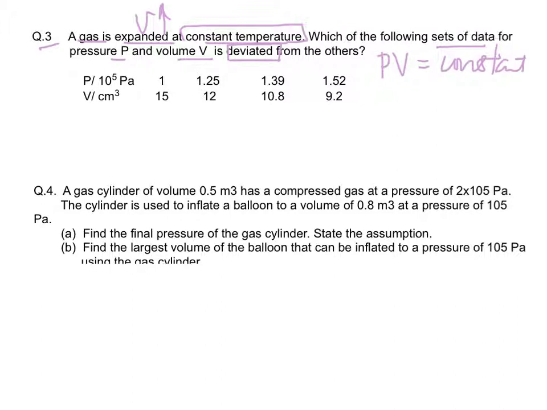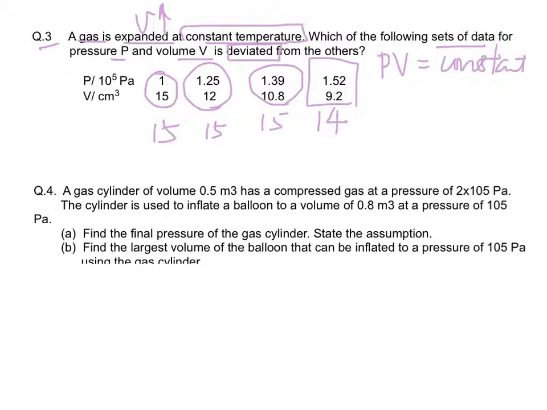Okay, let's multiply each set of data. P times V, this one is 15. For this one is also equal to 15. And this set of data, the product is also equal to 15. However, for the last set of data, the product P times V is equal to 14. That means this set of data is deviated from the others.